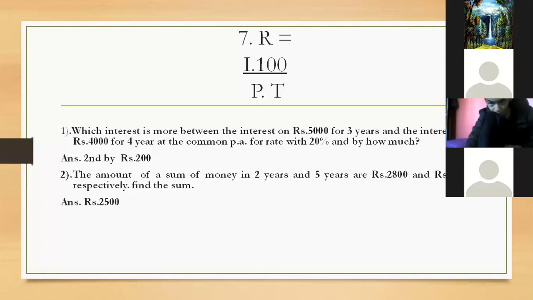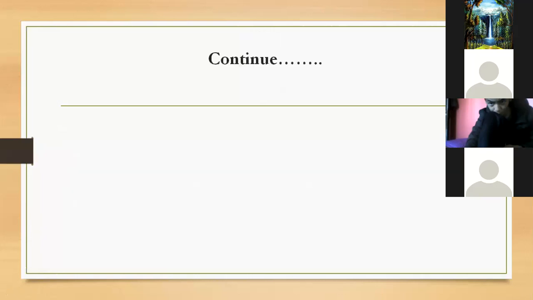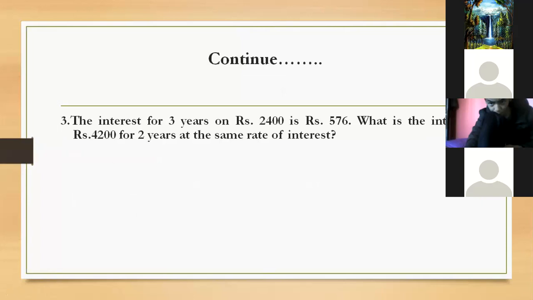Look, I am going to show you the next question. Let's do it here. There are also two parts of the question. First one is given time, principal 2,400, interest is given 576. We have to find out interest on principal 4,200, time is 2 years, at the same rate. Whatever rate you get from the first case, that rate will be used in the second case. Okay, children.